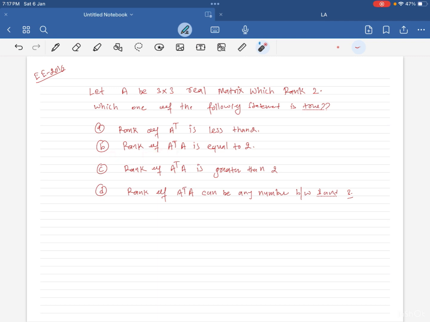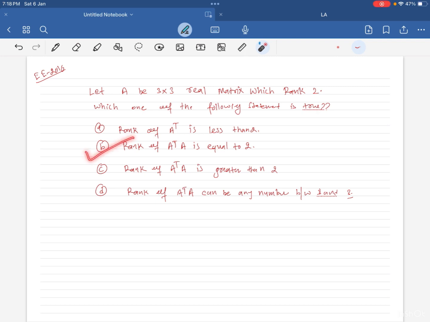Rank of A transpose A is equal to 2. Yes, because the rank of A transpose A should be less than or equal to the rank of A, and both are the same, so it would be equal to 2, right? If both are different matrices, let's suppose A and B are two different matrices, then at that time we need to take care of which one has the minimum rank.